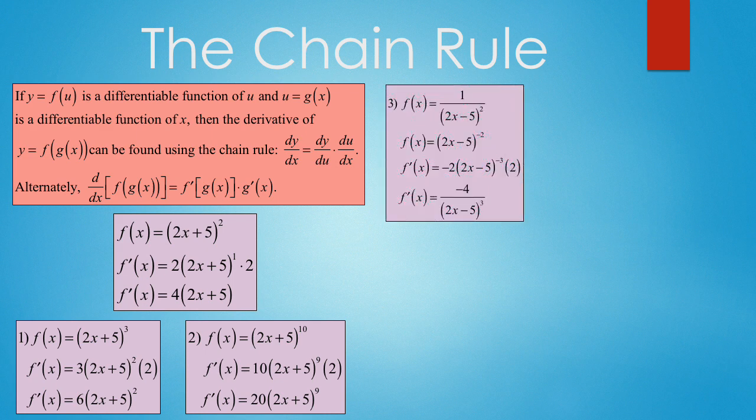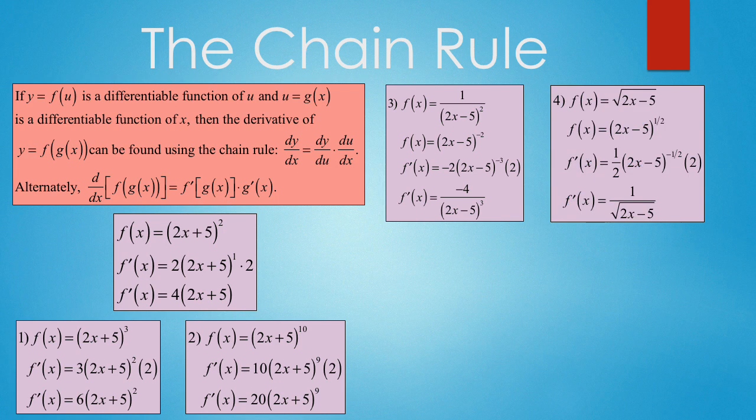Number 3 reads f(x) equals 1 over (2x minus 5) squared. We could choose to multiply the denominator out and use the quotient rule, but let's use the chain rule instead. We write this as f(x) equals (2x minus 5) to the negative 2nd power. Then to take the derivative, the negative 2 comes in front. We write the expression to the negative 3 power and then use the chain rule to multiply by 2. So the final answer is f prime of x equals negative 4 over (2x minus 5) cubed.